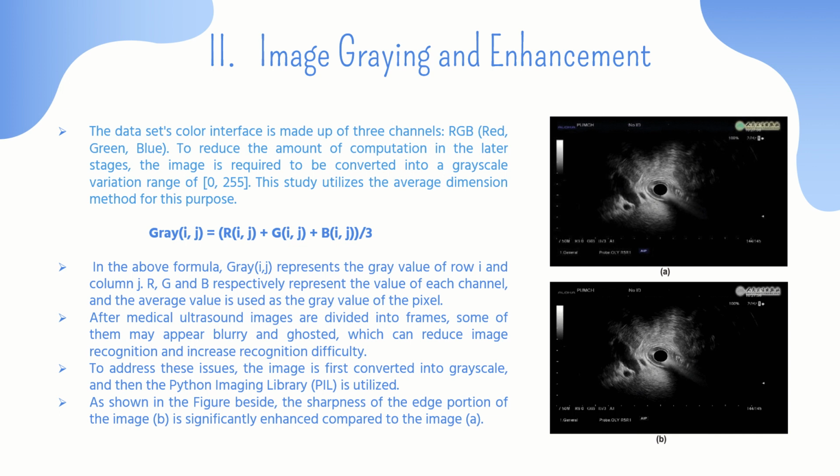And after the medical ultrasound image is divided into frames, some images will appear blurry and ghosting. This kind of noise will reduce the recognition of the image and increase the difficulty of recognition. To solve the above problems, after the image is grayed, the PIL library in Python is used. This is used to enhance the sharpness of the image and improve the quality of the definition of the image. As shown in this figure, we can see that the sharpness of the edge portion of image B is very significant and clearly visible compared to image A.